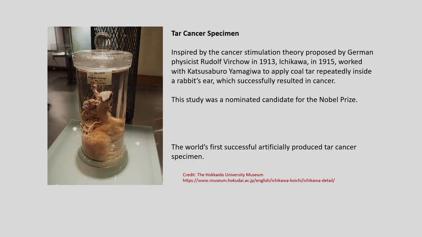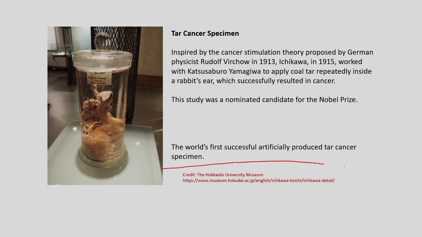And you can see here a collection of a tar cancer specimen. Virchow's studies inspired Ichikawa in 1915, who along with Katsusaburo Yamagiwa applied coal tar repeatedly inside a rabbit's ear, which successfully resulted in cancer. This study was one of the landmark studies which was nominated as a candidate for the Nobel Prize around that time.